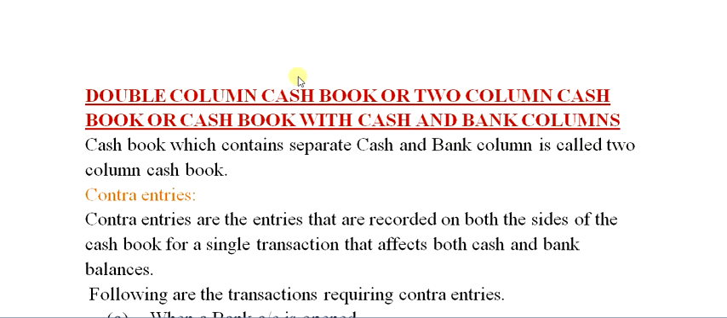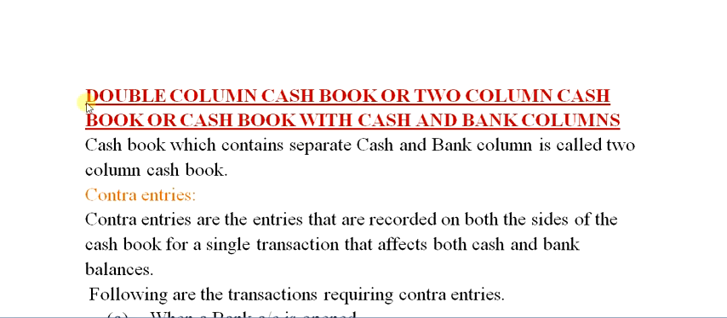In the last classes, we have seen the problems related to the simple cash book. So simple cash book means what happens there? Only one amount column will be maintained. That is, simple cash book is a type of cash book where we maintain a single amount column, where we consider only the cash transactions.